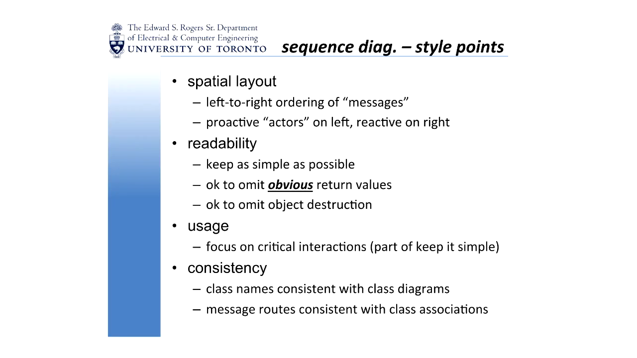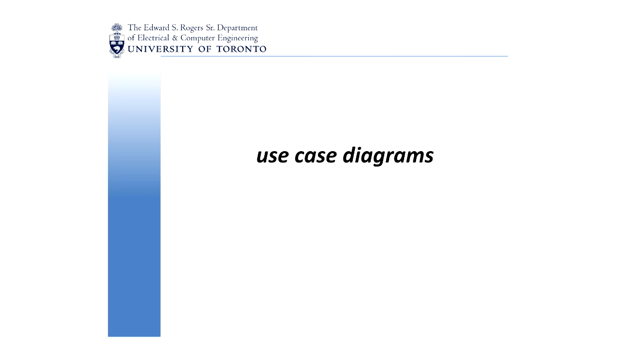Finally, ensure consistency by keeping class names identical to your class diagrams, and ensure message routes match your established class associations. Now we pivot to use case diagrams. While the diagrams we've discussed so far focus on internal structure and logic, use cases help us bridge the gap between technical requirements and user needs.